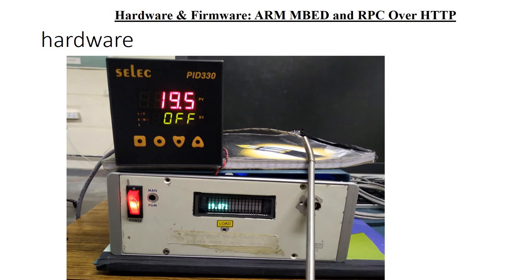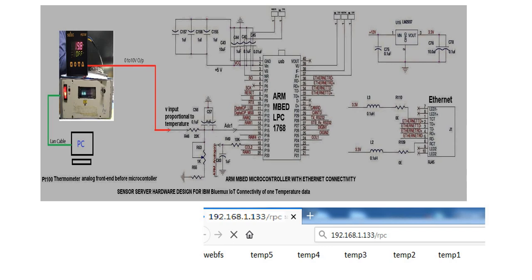From there it goes to a Selec PID 333 temperature meter, 19.5 degrees it is showing. Behind that there is a voltage output which is fed into this small little box which has the circuitry shown in the earlier page, and this ARM MBED based microcontroller circuitry reads the voltage from the Selec meter and converts it into temperature, and it also has an Ethernet port which will connect it to the PC. This is the entire circuit of that.